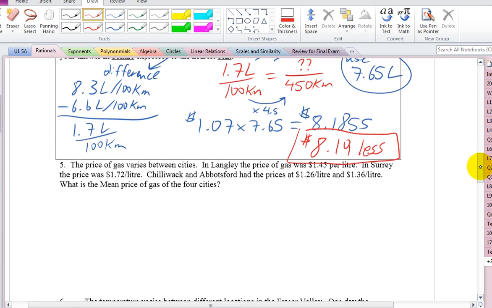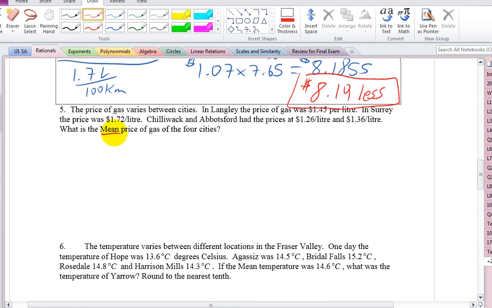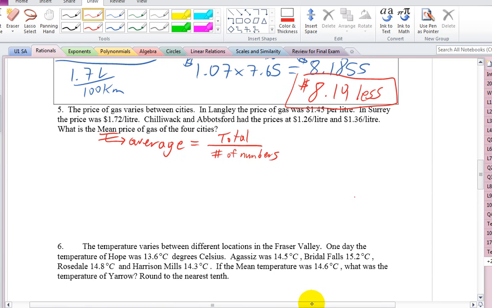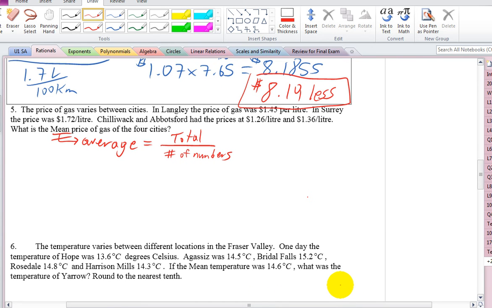Okay. Next one. What does mean mean? Average. Yeah, average. So it's just the math term for average. How do you find the average of something? Kevin? Kyle? You add all the numbers and divide by the number of numbers. Good. So the sum or the total, add them all up, divide by the number of numbers. Okay. So go ahead, find the average, find the mean.